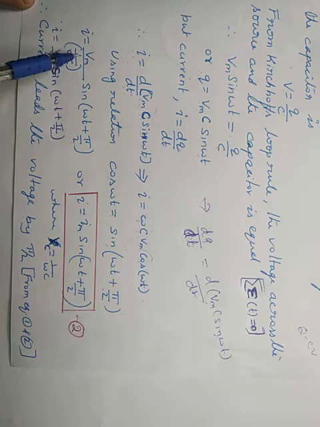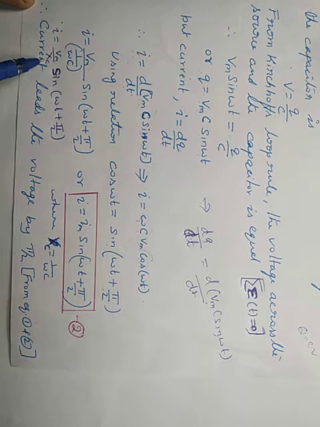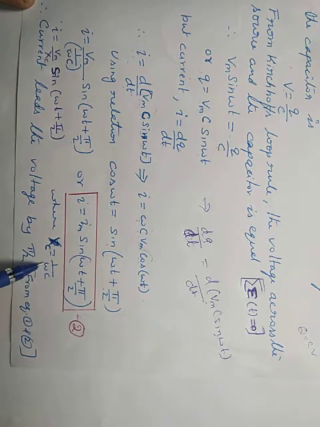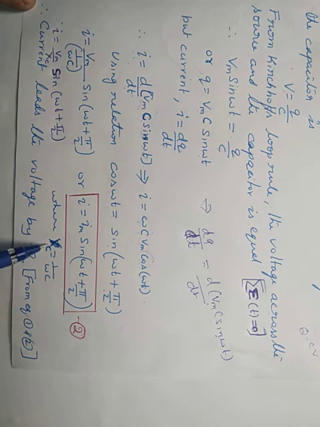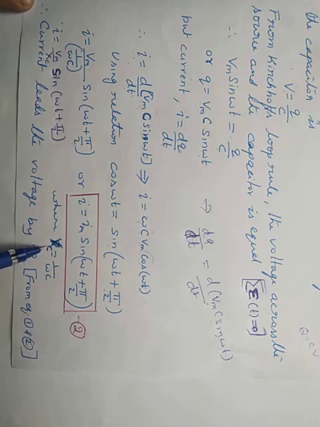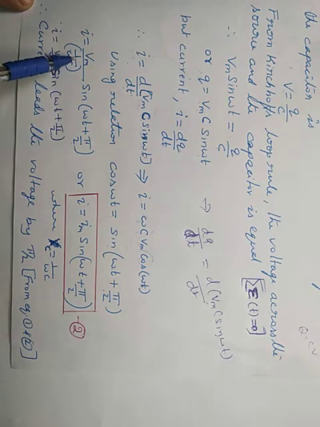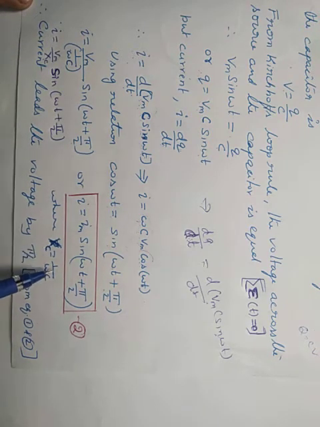Now, you can write 1 by omega C as Xc, where Xc equal to 1 by omega C. It is the capacitive reactance. You can just replace 1 by omega C as Xc, where Xc, that is 1 by omega C, is called capacitive reactance.